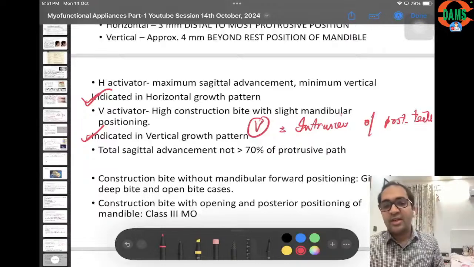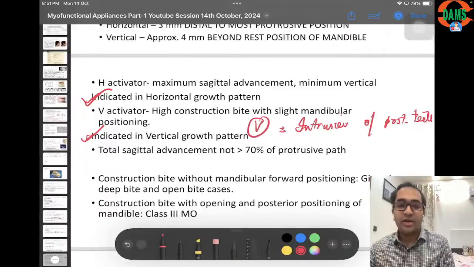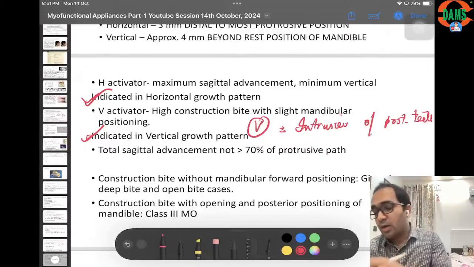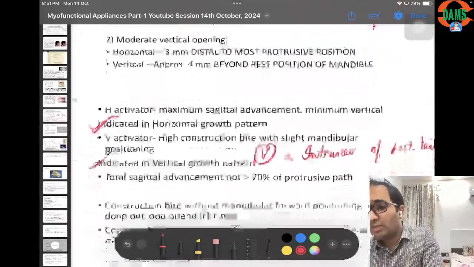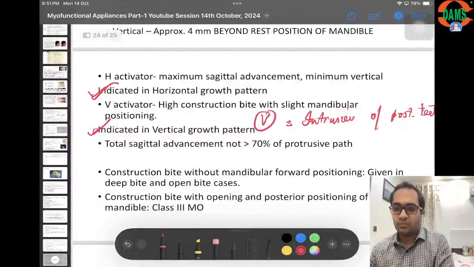So total sagittal advancement should not be more than 70% of the total protrusive path. If this is asked in percentage or in mm, it is 3 mm and 70%.